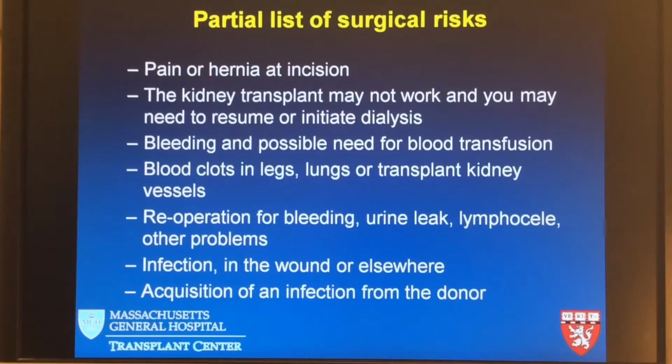Blood clots are the other extreme to bleeding. They could happen in the legs, in the lungs, or rarely in the transplant kidney vessels. Any of these complications, especially bleeding or blood clots, if serious, the patient may need to go back to the operating room for a re-exploration to take care of that problem. Occasionally we do that for a urine leak or a lymphocele, which is a collection of fluid around the kidney, if that is causing a problem with the kidney.